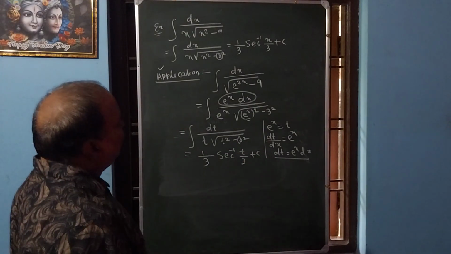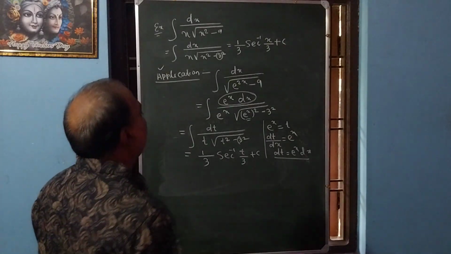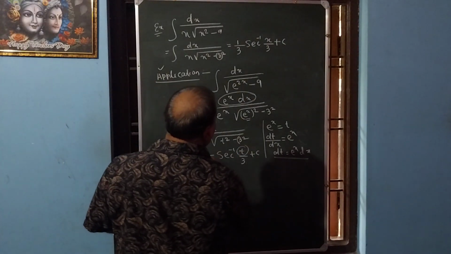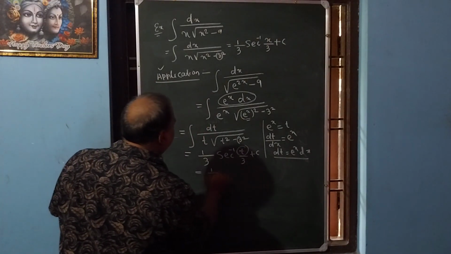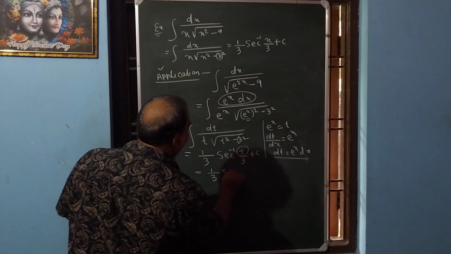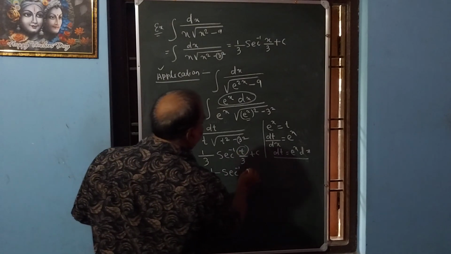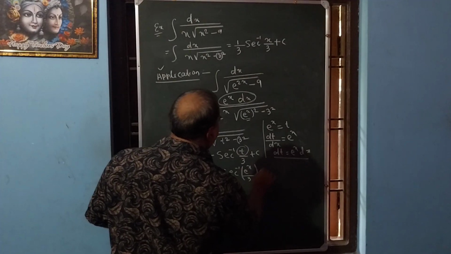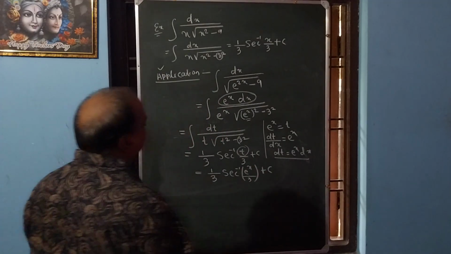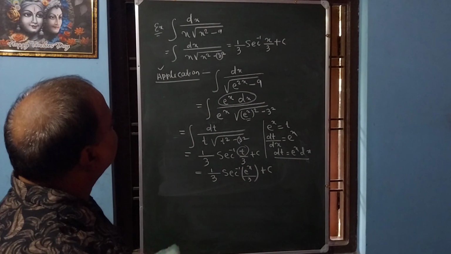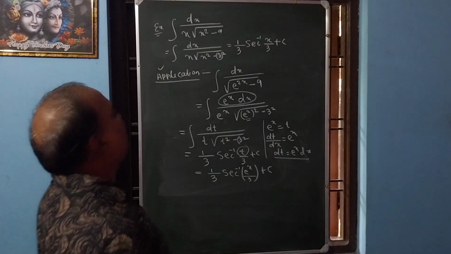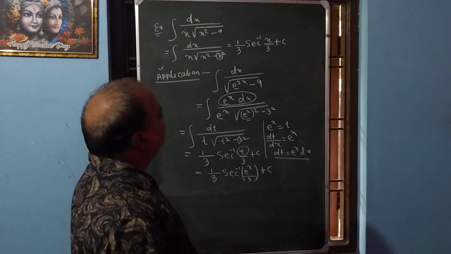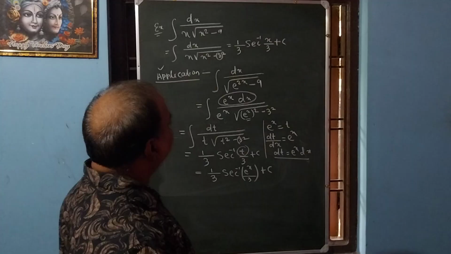Now in place of t, we have to put e to the power x. So write down 1 by 3 sec inverse e to the power x by 3 plus c. This is the answer. You can apply this formula, and some problems you have to work out in this manner.